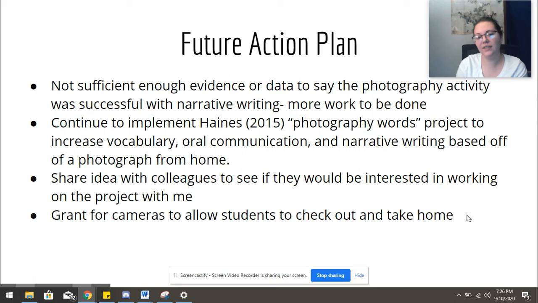I would love to continue implementing Haynes' 2015 Photography Words project, which works to increase vocabulary or communication and overall narrative writing skills based off a photograph from home. I would love to share this with any colleagues who might be interested in working on this project with me. And then I'd love to write a grant to actually get some cameras to allow students to check out and take them home and bring them back. Then we could print out the pictures at school. I just think this would be so cool to show the students different ways of living, different homes, different cultures at home.